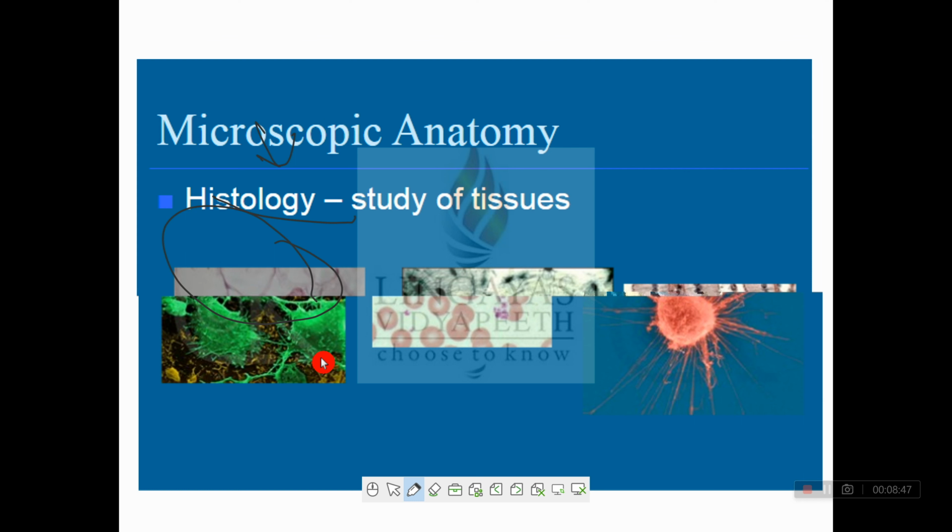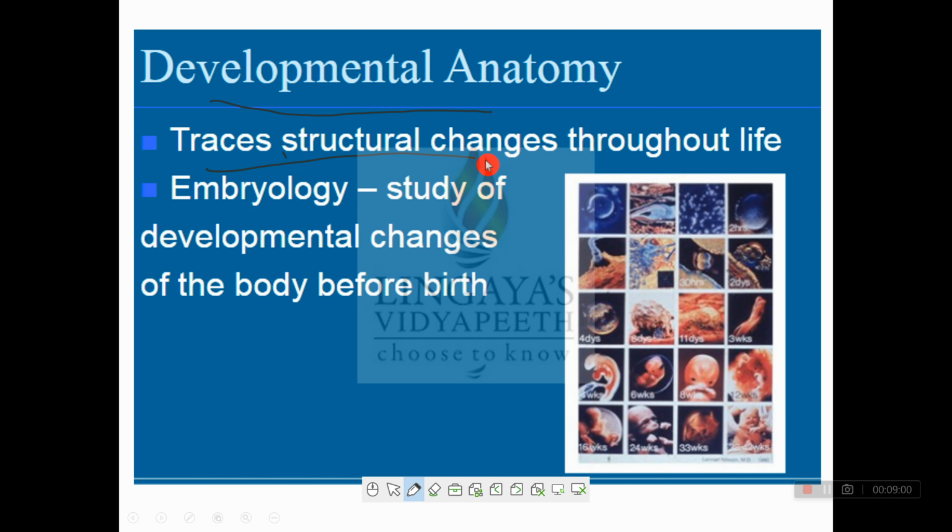In developmental anatomy, we trace the structural changes throughout life, that is, what structural changes an organism or an organ of the body goes through throughout life. Developmental anatomy studies the growth and development of a person throughout life, how the person is growing and going through different developmental changes.